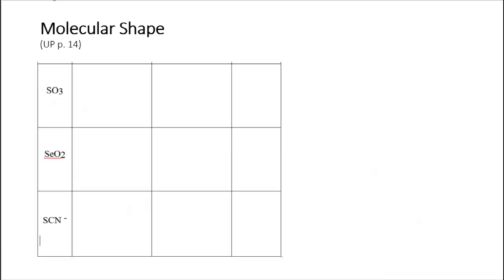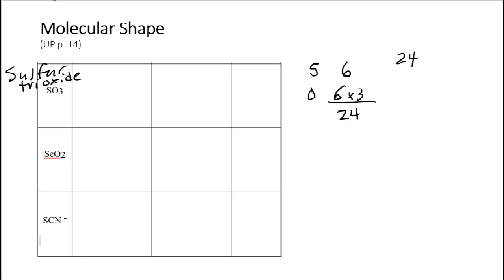Let's try another one. Okay, SO3, sulfur trioxide. Okay, we have sulfur and we have oxygen. Sulfur is in column 16 and so is oxygen. So that's 6 valence electrons from the sulfur and 6 times 3 from the 3 oxygens. 18 plus 6, that's 24 electrons. So 24 electrons. We've got sulfur in the center.